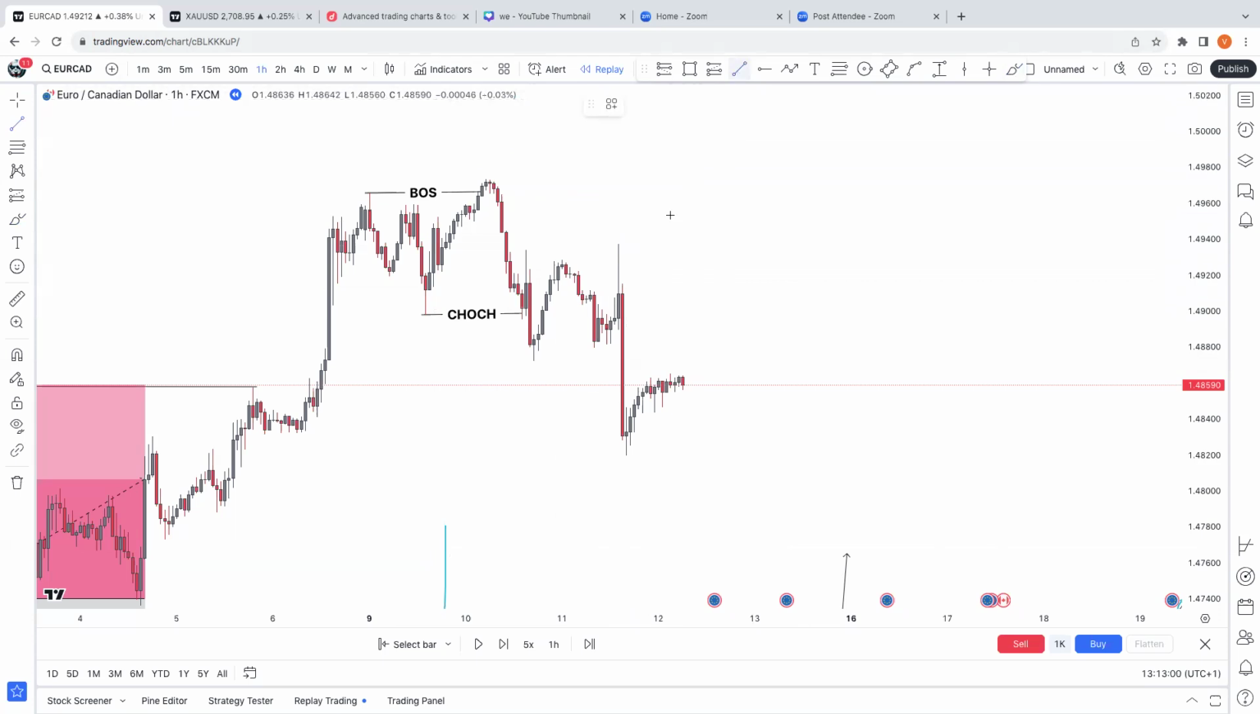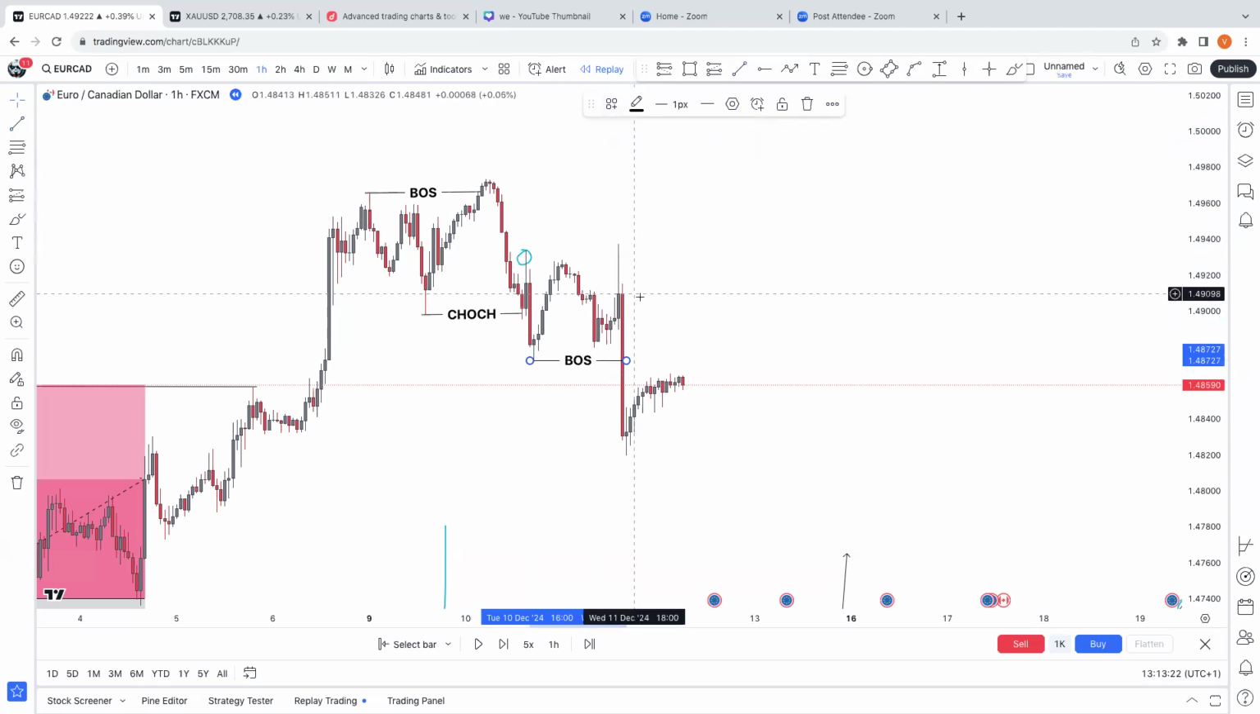Now look at what happened here. This low created this lower high here. It created a new low, right? So we can say this is a BOS. This is a BOS, right?